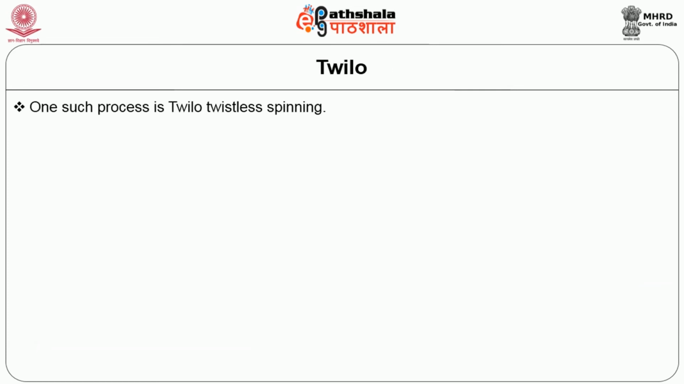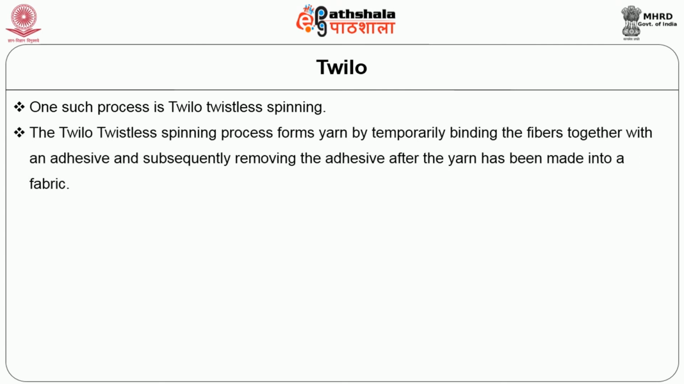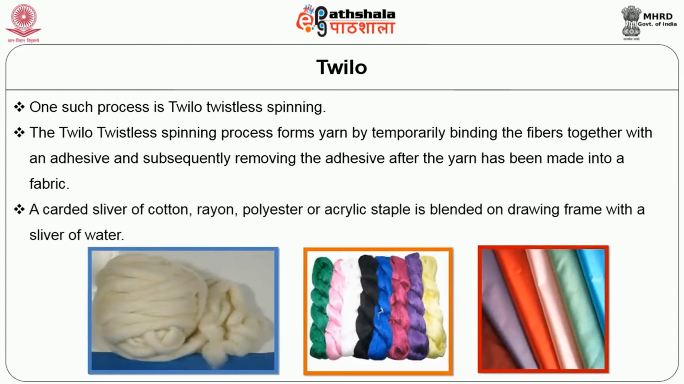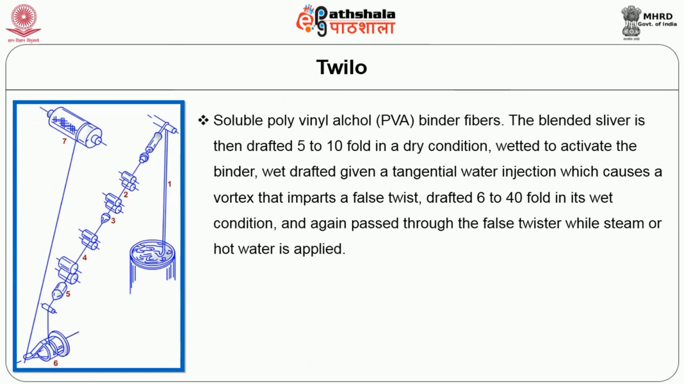The twistless spinning process forms yarn by temporarily binding the fibers together with an adhesive and subsequently removing the adhesive after the yarn has been made into fabric. A carded sliver of cotton, rayon, polyester or acrylic staple is blended on a drawing frame with a sliver of water-soluble PVA binder fibers.